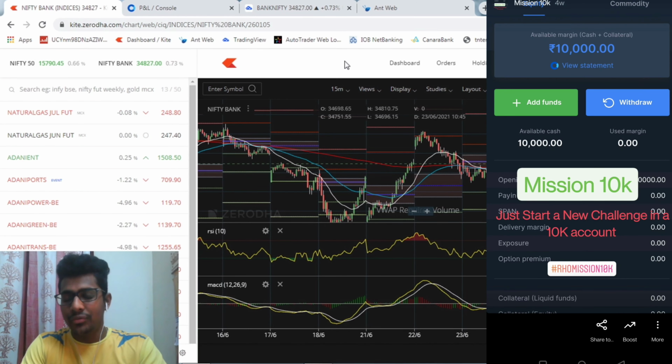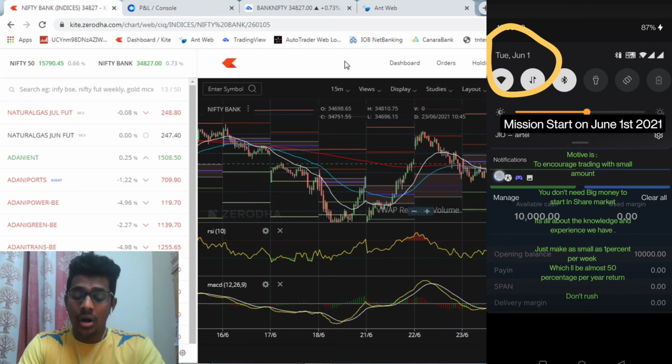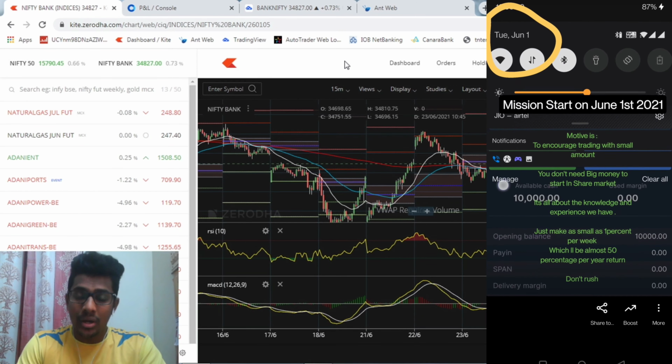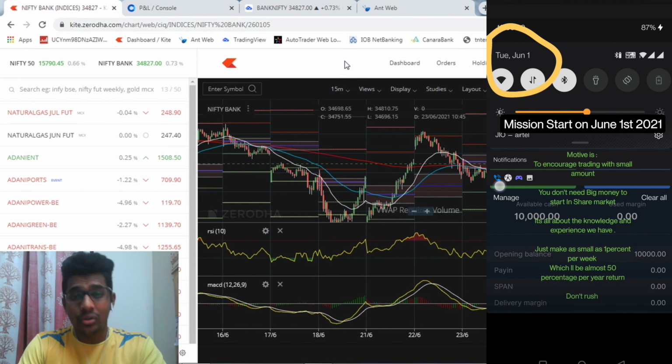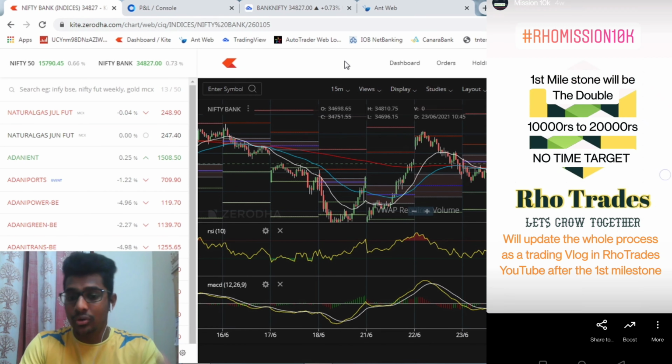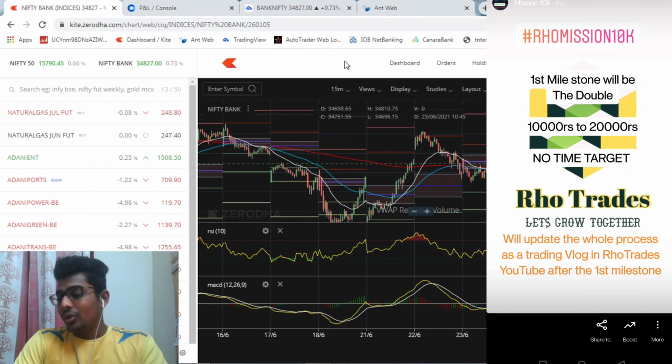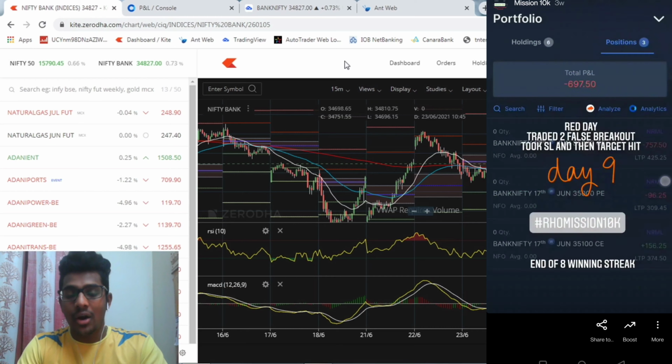The main motive of the 10K mission was to encourage new people to come into trading, and encourage people with small accounts also. The idea is that even if you have a small account, you are eligible to trade. So I thought I'd be an example, give an example for a month, and see how the account drives.